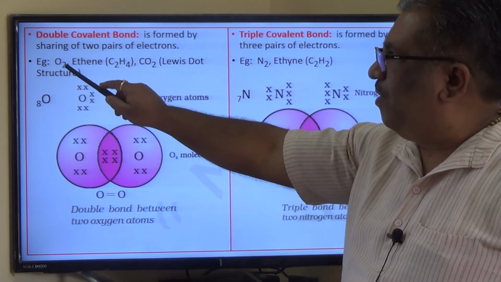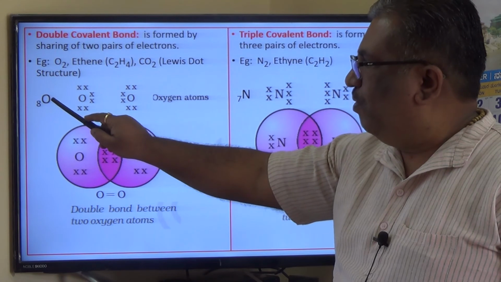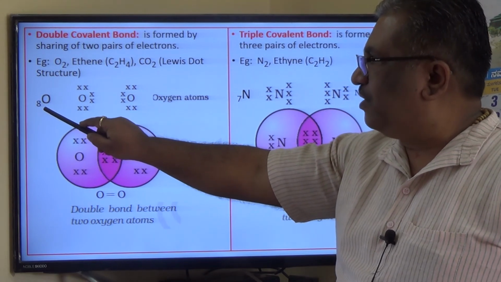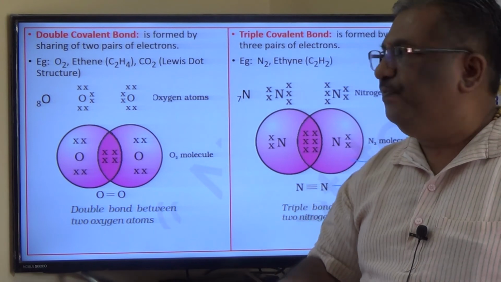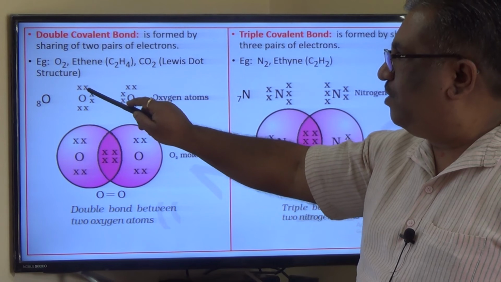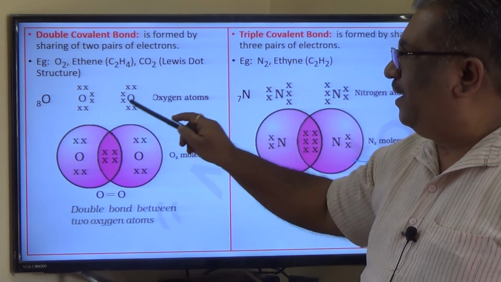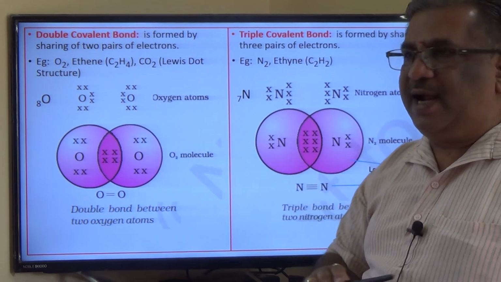If I look at the oxygen, let us understand how it is formed. 8O, 8 represents atomic number of oxygen. Electronic configuration is 2, 6. There are 6 valence electrons represented by crosses here 1, 2, 3, 4, 5, 6, and another oxygen also will have 6 valence electrons. So these two are oxygen atoms.